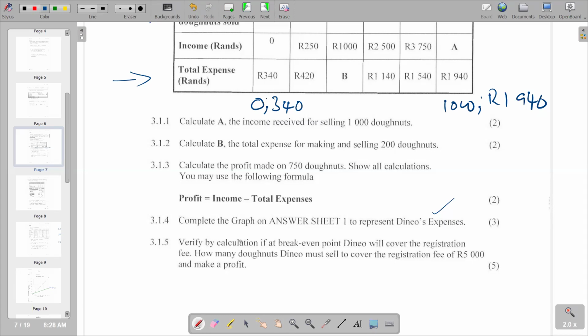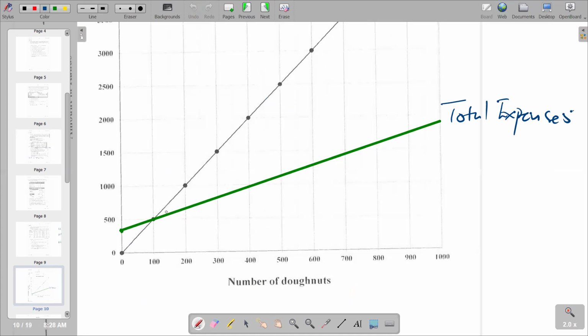At the break-even point, we know that our total expenses are equal to our total income. So if you go to our graph, you see that we have that at the point of intersection of 2 caps, where our total income is this 45-degree line, where it intersects our total expense cap at $100. So you see that this is the break-even point, $100.